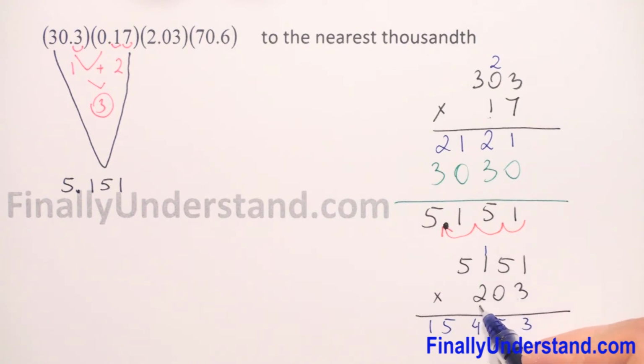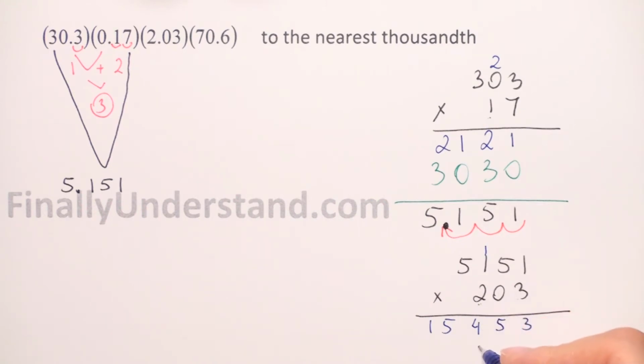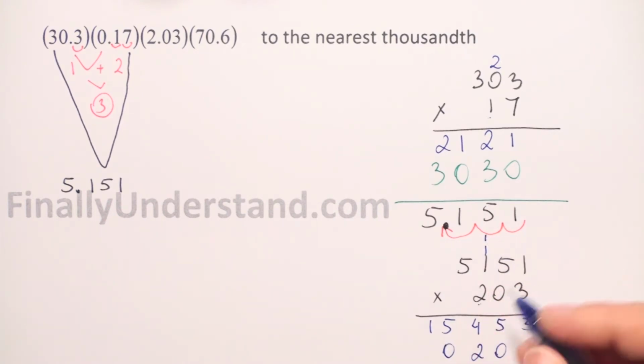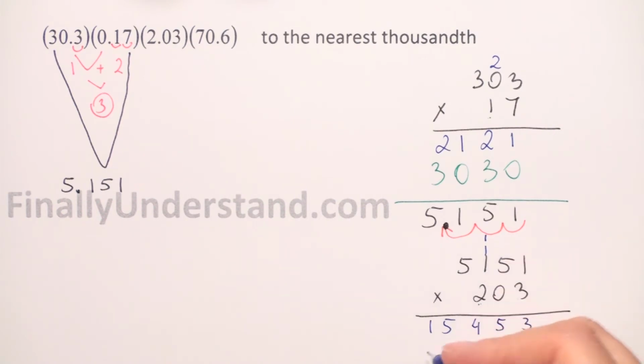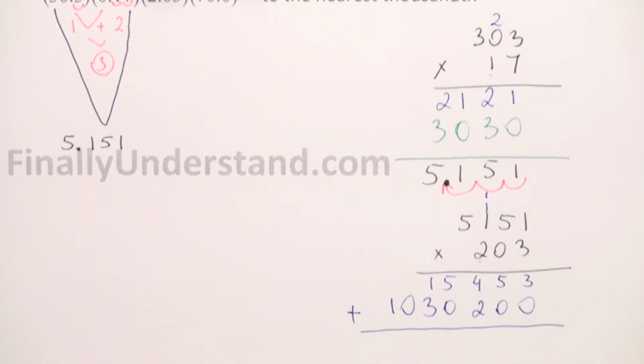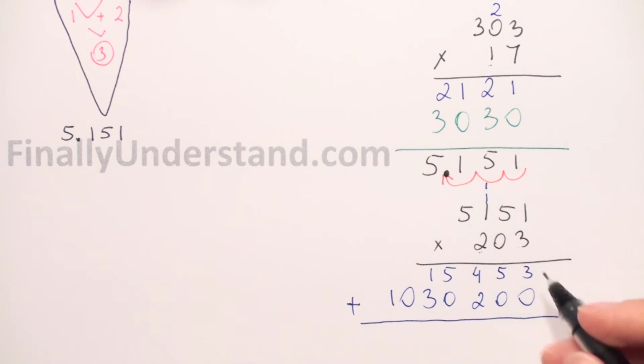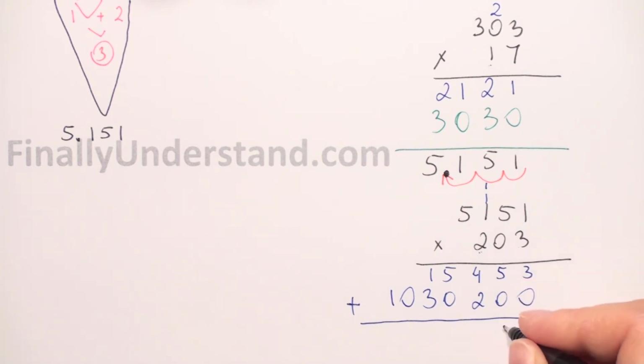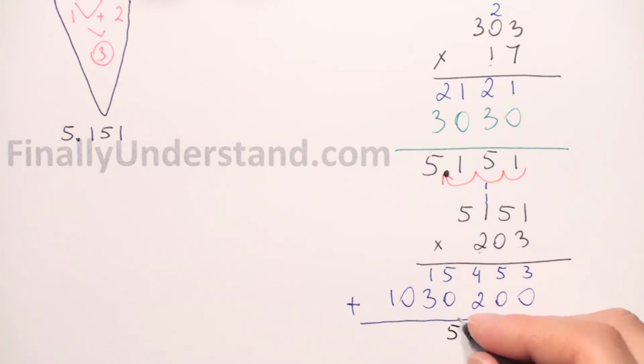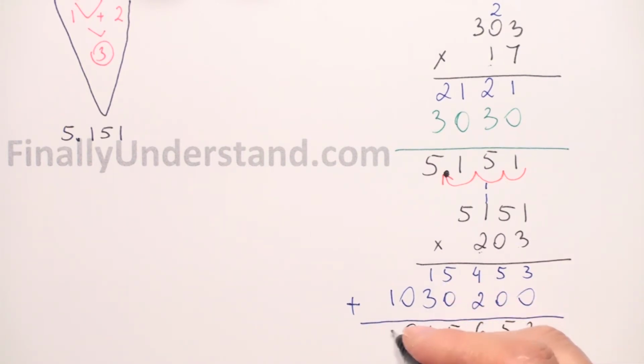So we go to the next digit, which is 2. And don't forget, this is 200. 200 times 1 will be 200. 2 times 5 is 10. So we have 0, and 1 we add to the next column. 2 times 1 is 2 plus 1 is 3. 2 times 5 is 10. Now we underline and do addition. So we have 3 plus 0 is 3, 5 plus 0 is 5, 4 plus 2 is 6, 5 plus 0 is 5, 1 plus 3 is 4, 0, 1.